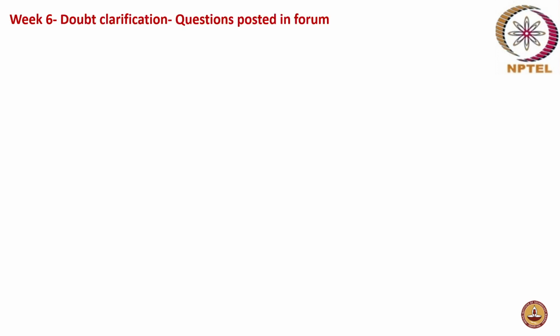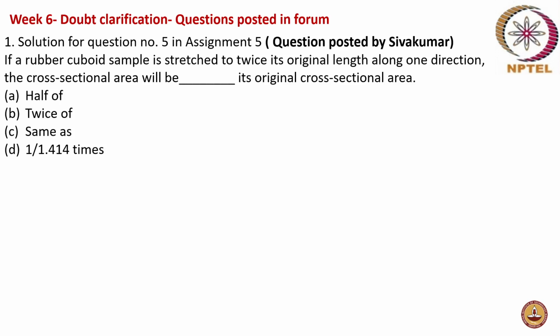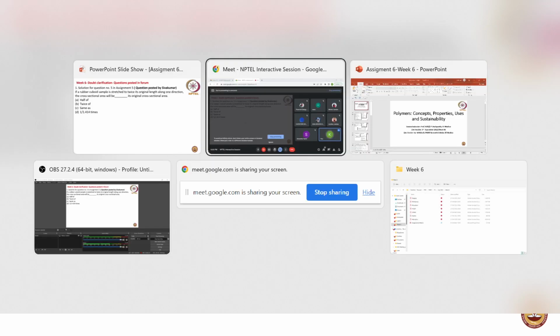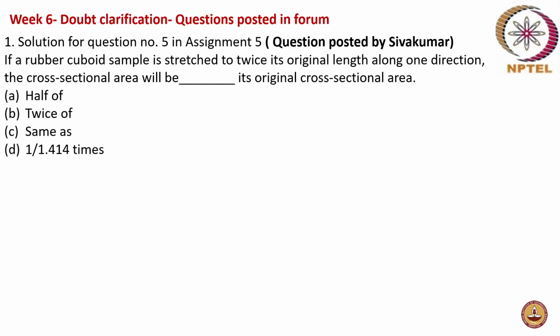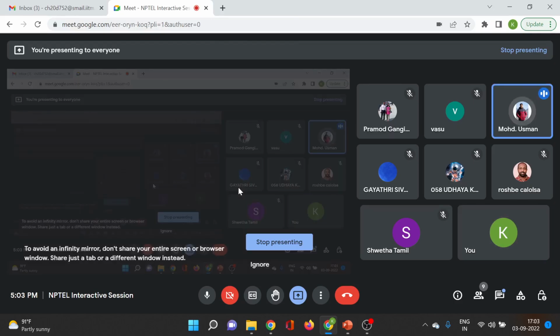Okay. Now that is the end of the practice assignment sessions. So there were a few doubts posted in the forum. One was the solution for question number 5 in assignment 5. This was posted by Shivakumar. Is Shiva around? I don't think he joined today, right? No, ma'am. Okay. So was someone able to answer this question and get it right, or none of you attended it? The answers are released. Half of it, yes. Okay.